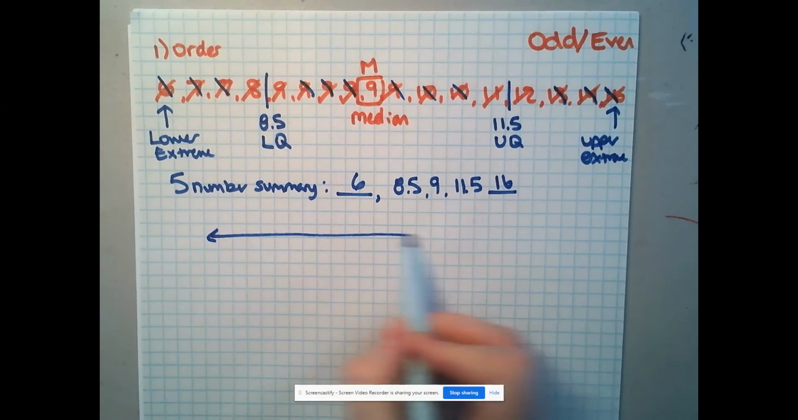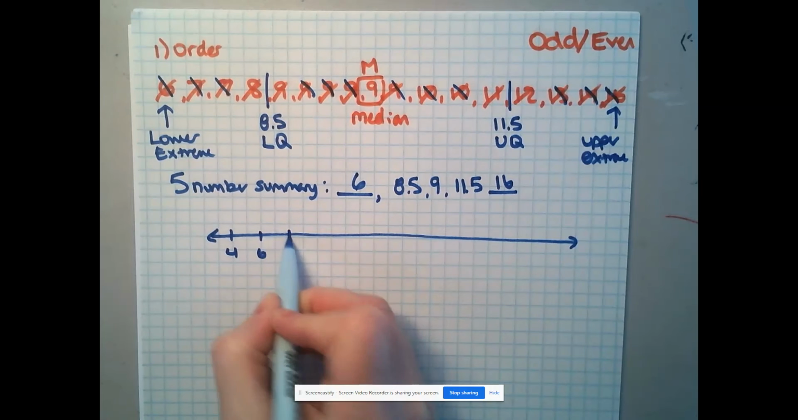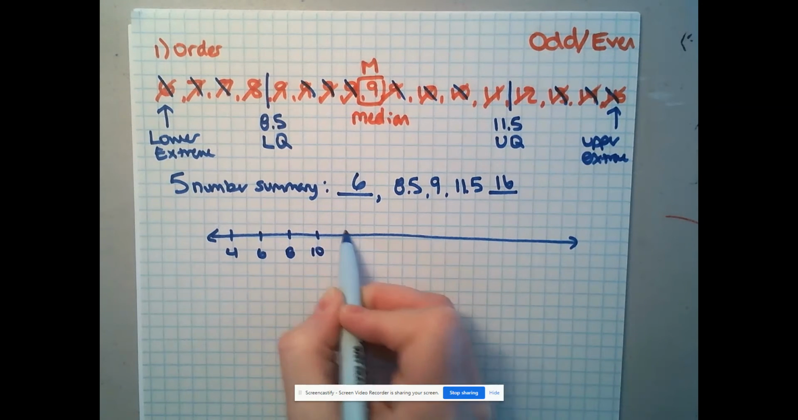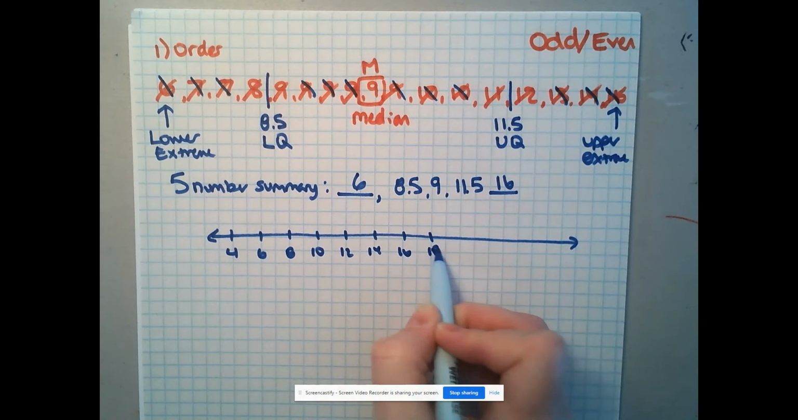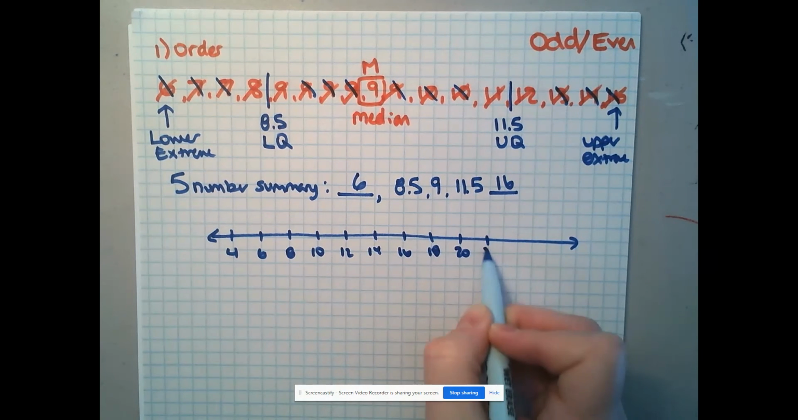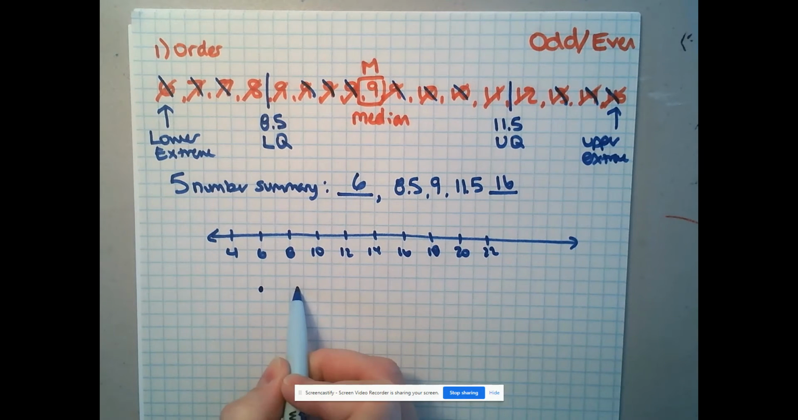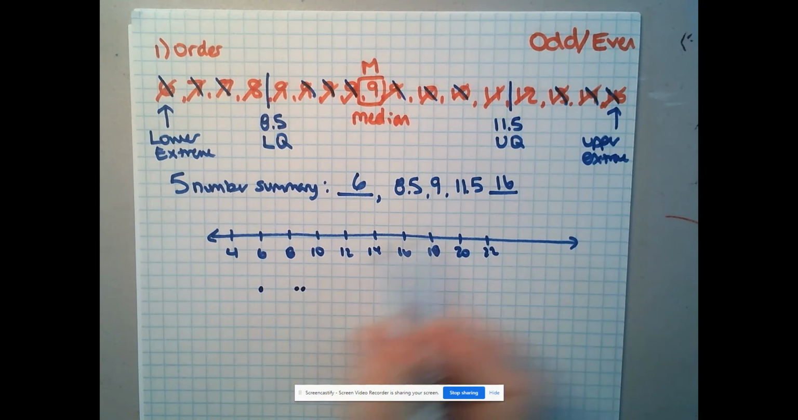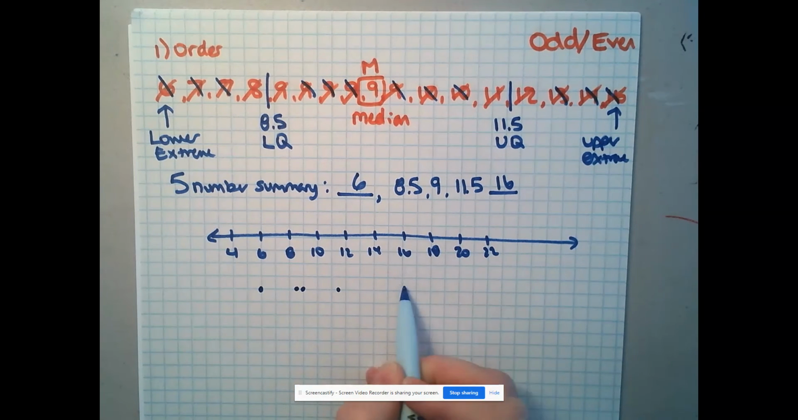I'm going to draw a number line. I'm going to start down here at 4, 5, 6, skipping lines, only labeling every other. Just makes it a little easier to try to fit everything in. I made my number line a little longer than I needed to. 6 being our first number, 8.5 right here, then 9 right next to it, then 11.5, then 16.